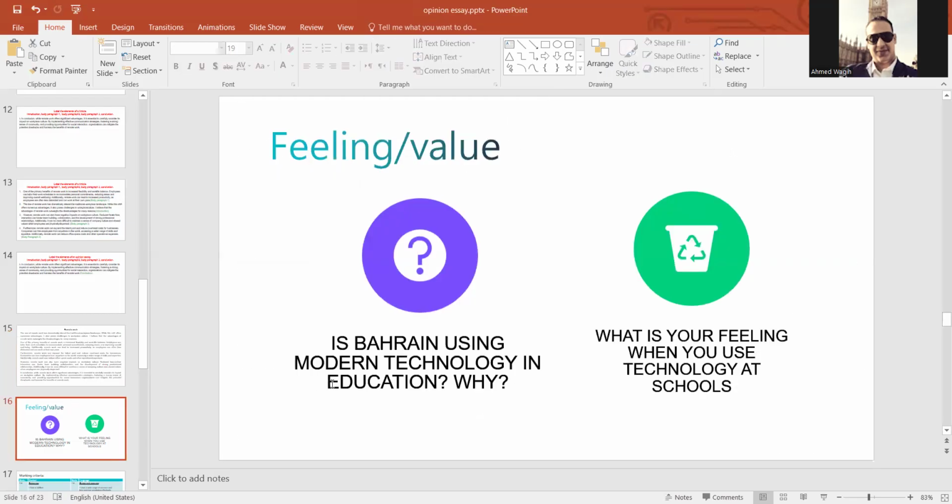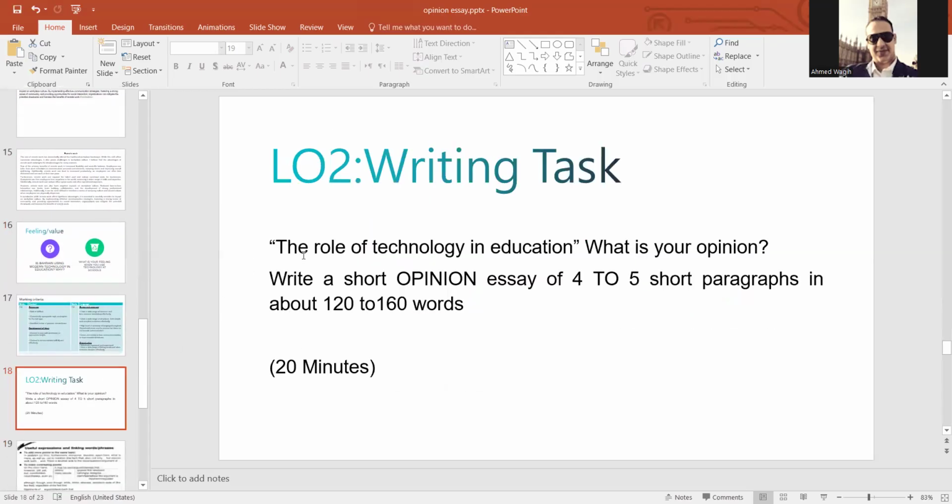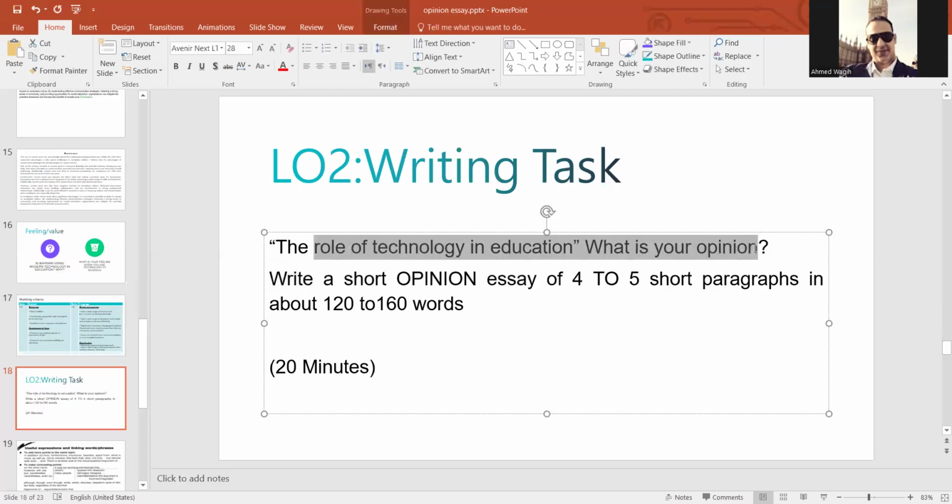So I've attached a question in the Google form related to this. Is Bahrain using modern technology in education? What's your feeling when you use technology in the classes or at school? Actually, this is related to this task, which is what is the role of technology in education? What's your opinion? So I want you to write a short opinion essay. It will not be 120 to 160. It will be 200 to 250 to 300 words about the role of technology in education. This is the topic. You will find it in a Google form.